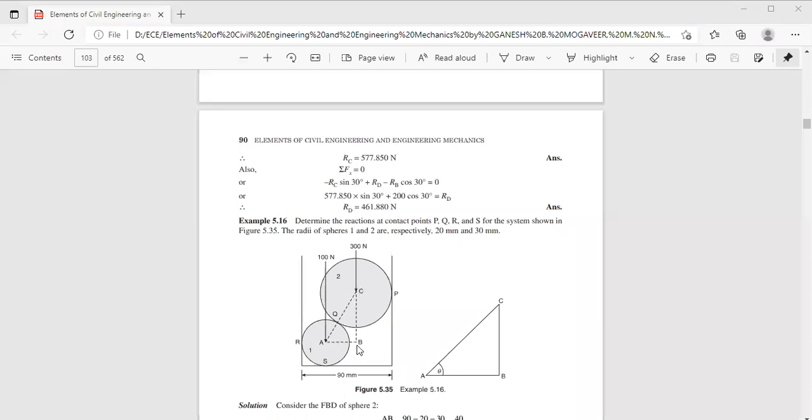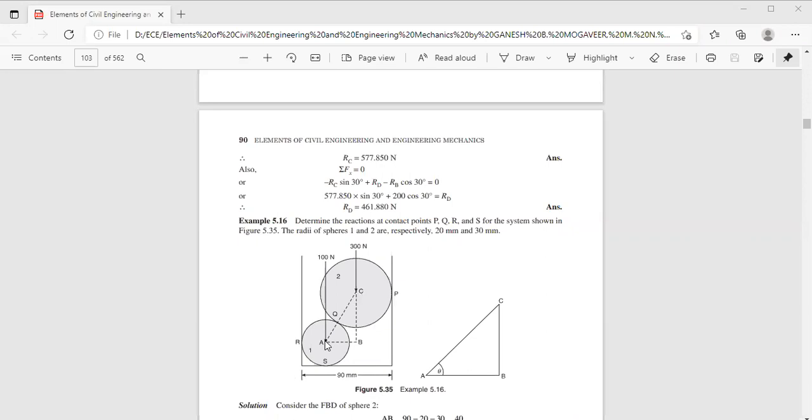Now can anyone tell me the distance AB? How much is it? This side AB. So now this is 20, correct? This is 20 and this is how much? 30. The radius of sphere 2 is 30 and the radius of sphere 1 is 20. So 20 plus 30 is how much? 50. So this total is 90 millimeters. So hence AB will be how much? 40 millimeters. It is 40 millimeters.